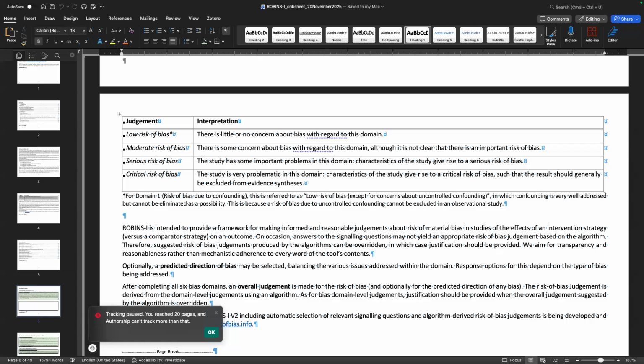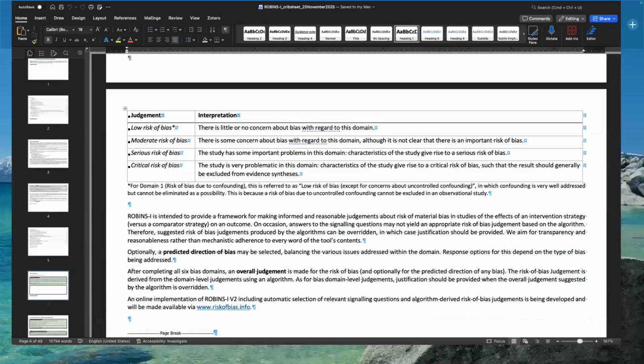Low risk of bias. There is little or no concern about bias with regard to this domain. Moderate risk of bias. There is some concern about bias with regard to this domain, although it is not clear that there is an important risk of bias.